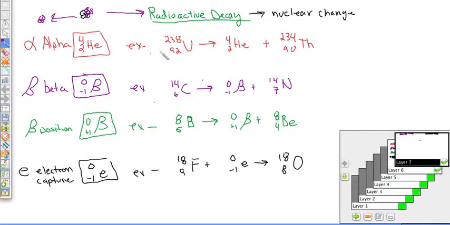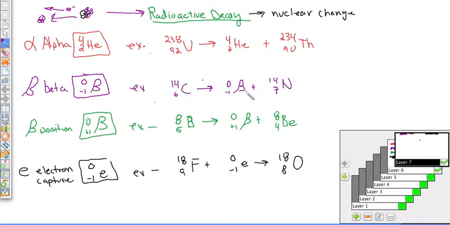So there's alpha decay. We can have beta decay. Now, beta decay is where the nucleus actually loses a high-energy electron type thing, which we call a beta particle. So it's charged negatively. One of the classic examples of beta decay is carbon-14. Carbon-14 will decay into nitrogen by losing a beta particle.